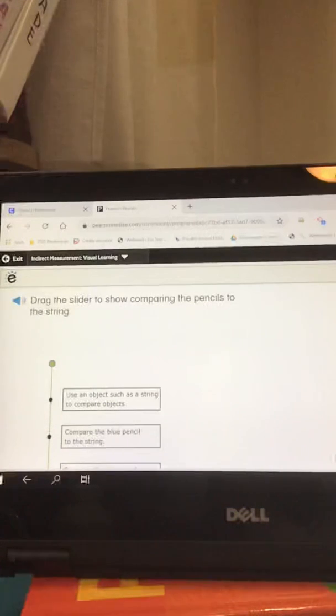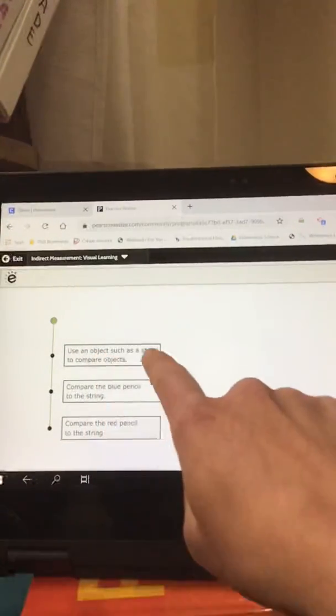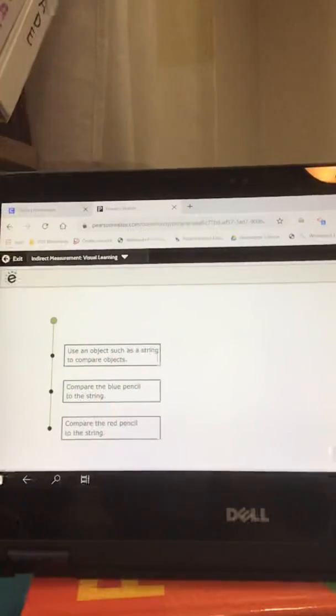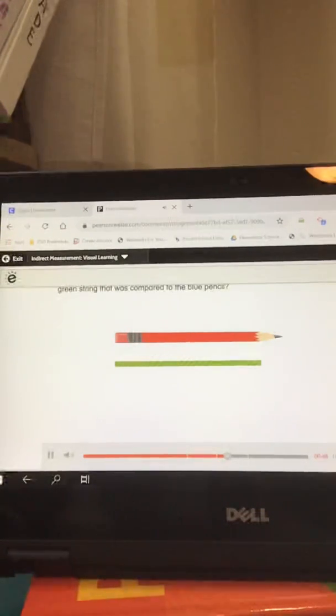Drag the slider to show comparing the pencils to the string. Use an object such as a string to compare objects. Compare the blue pencil to the string. Compare the red pencil to the string. This pencil is longer than the string.